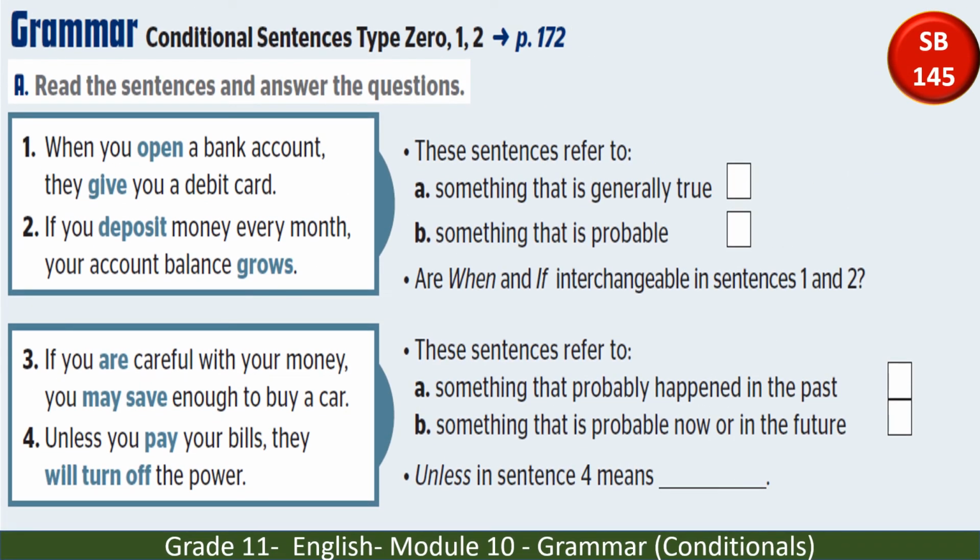Welcome back. Sentences 1 and 2 both are zero conditionals. So these sentences refer to exactly something that is generally true. Are when and if interchangeable in sentences 1 and 2? Of course, they are interchangeable. But let's look at 3 and 4. Both are in the first conditional. So they both refer to something that is probable now or in the future. The word unless in sentence 4 means if not.